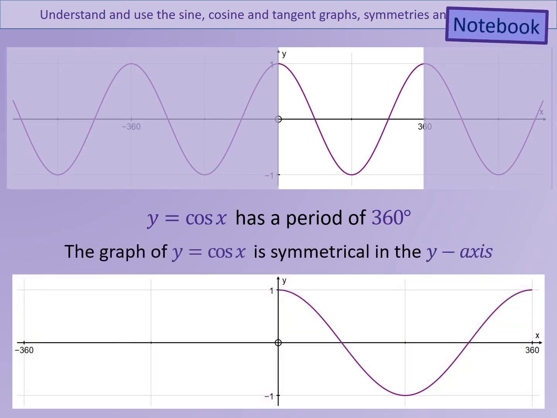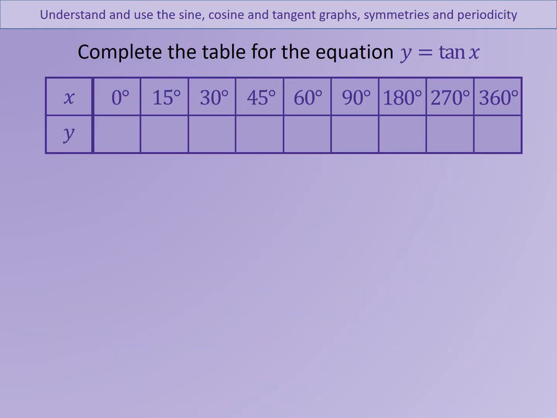And in terms of what's happening near the origin, in terms of a characteristic, we can see that the graph of y equals cosine x is symmetrical in the y-axis. And you can see from this graphic how that works. And that completes cosine. So we'll now move on to the final graph that we'll look at in this presentation, which is the graph of y equals tan x.